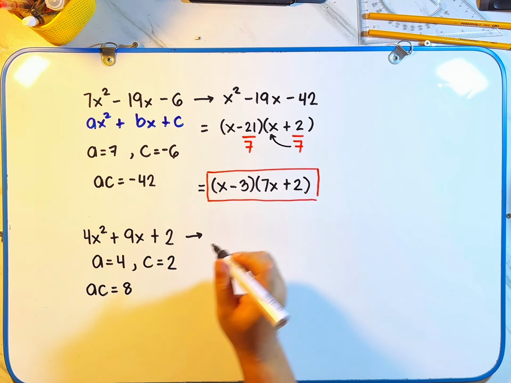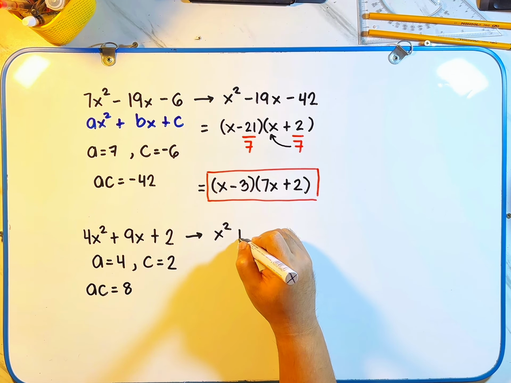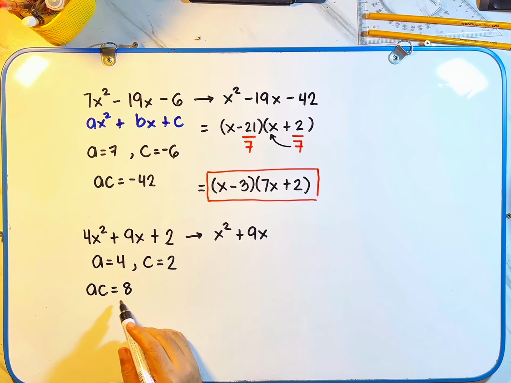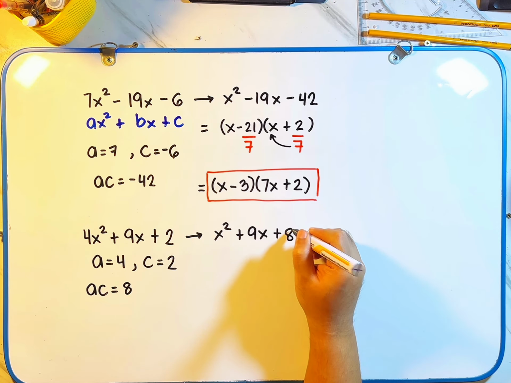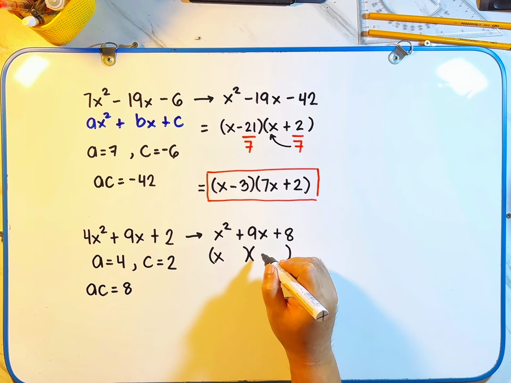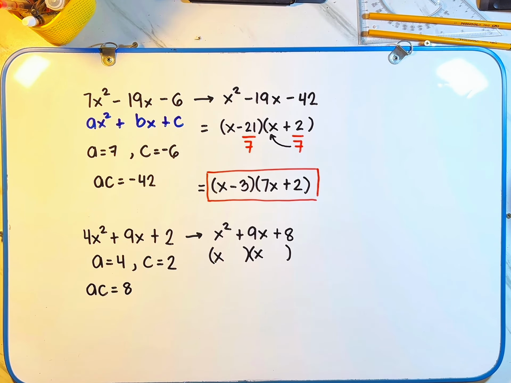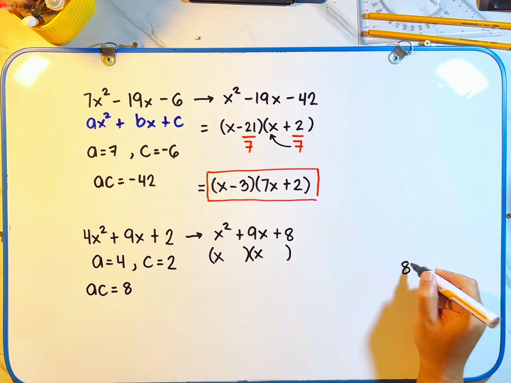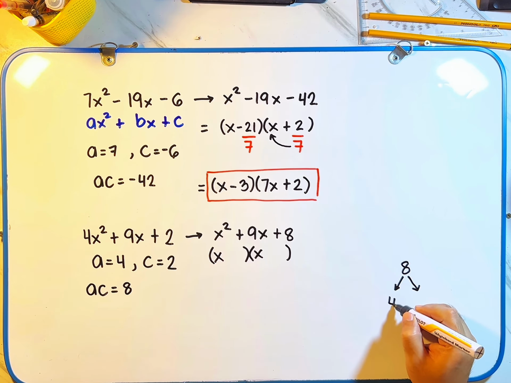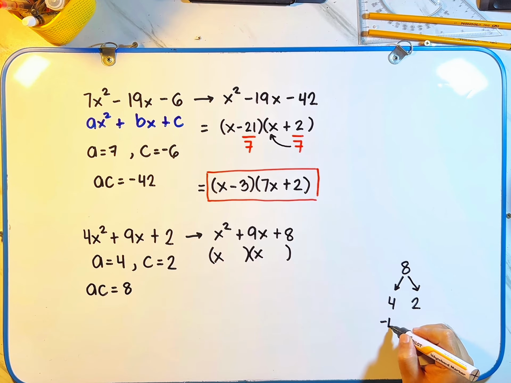Now, let us rewrite this. Let's remove the leading coefficient 4. x squared plus 9x and then replace the constant term 2 with ac, so plus 8. And we know the factored form: the product of two binomials wherein the first terms are both x. Now, we have to consider the constant term that is positive 8. What are the factors of positive 8? We have 4 times 2, negative 4 times negative 2, 8 times 1, negative 8 times negative 1.